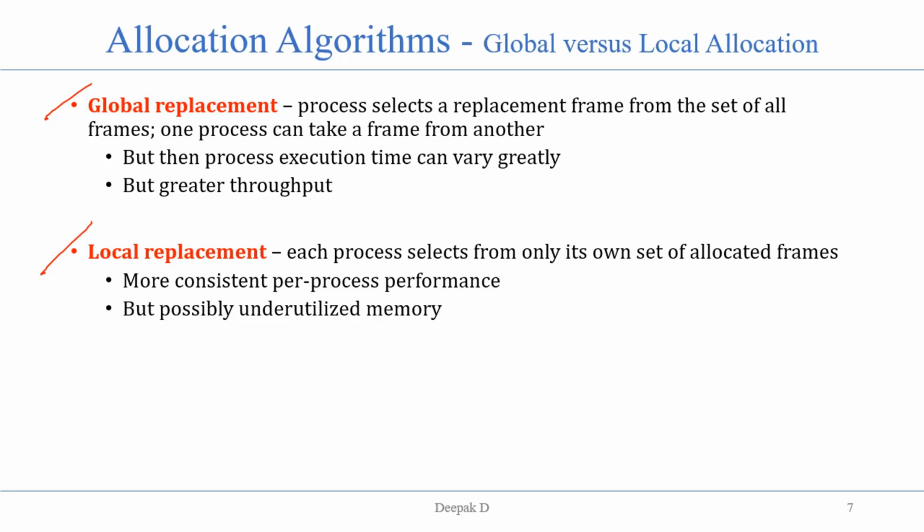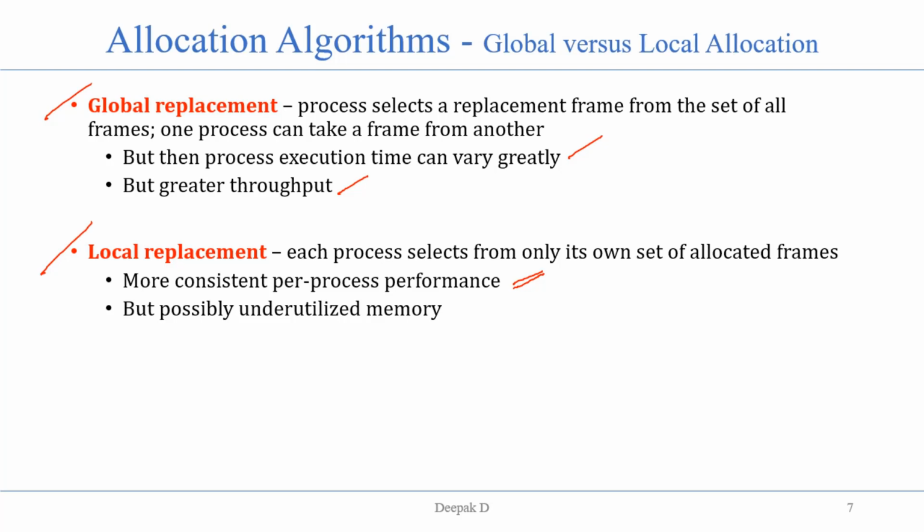But there are some advantages and limitations. When you go with global replacement, the process execution time may vary to a greater extent, but you will have a greater throughput. Whereas in local replacement, there is more consistent process performance. That is, for individual process performance, there will be consistency. But in global replacement, this is not so.